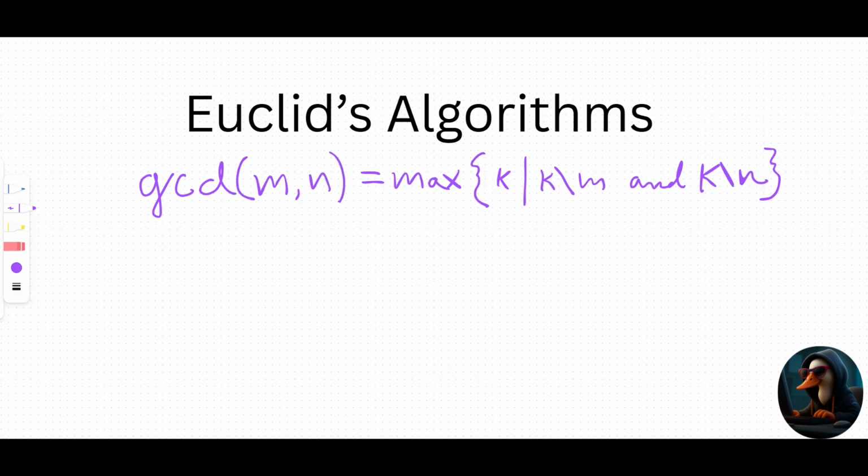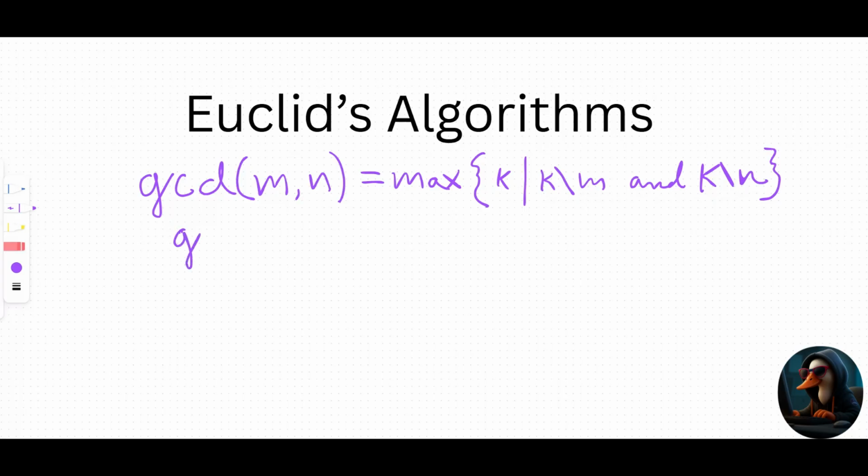So let's start by reviewing the greatest common divisor of two integers. The greatest common divisor, we often write it as GCD, and in this case I have two integers, m and n, is the greatest integer, that's why I have max, and I'm going to call this integer k, such that k divides m and k divides n. So let's look at an example.